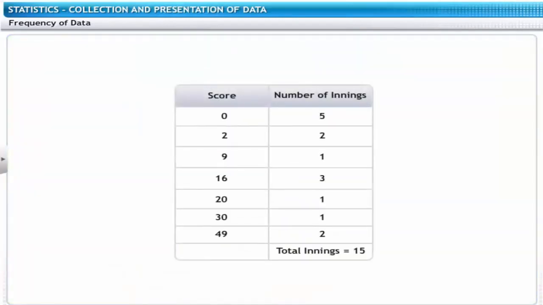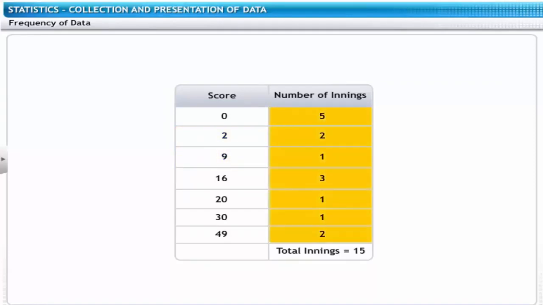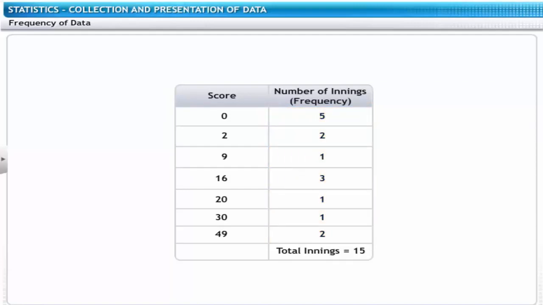Now, on arranging the given data in a tabular form, it's clear. Mr. Pinch Hitter was out for 0 5 times in the last 15 innings. He got out after scoring 2 runs in 2 innings, 9 in 1 innings, and so on. Note the second column on this table shows the number of times a value occurs in the given data. This is called the frequency of that value of data. For example, here the frequency of 0 is 5 and the frequency of 16 is 3.